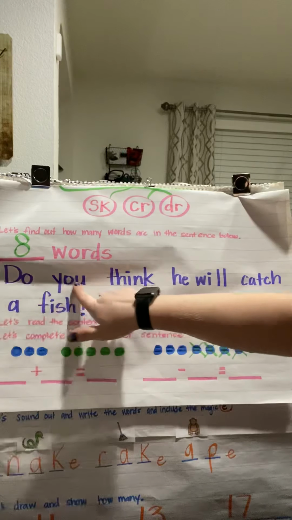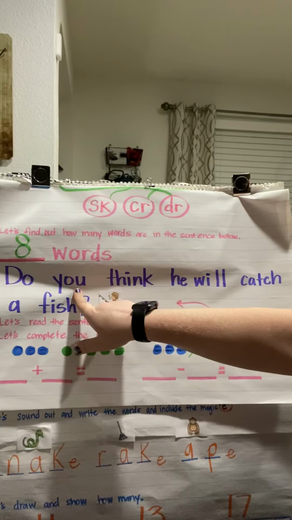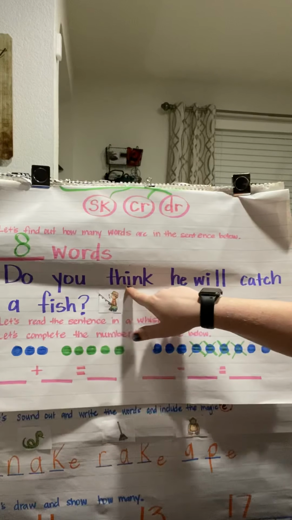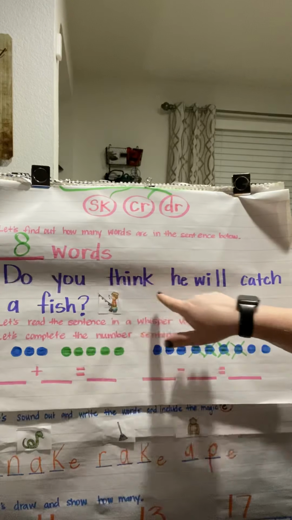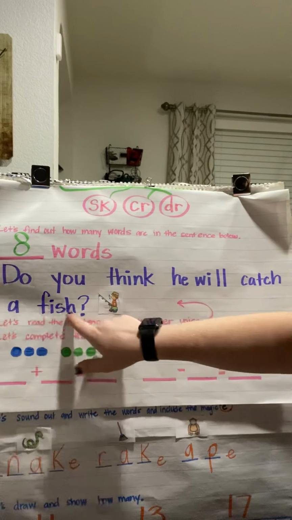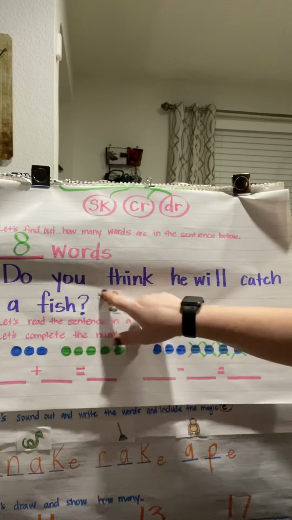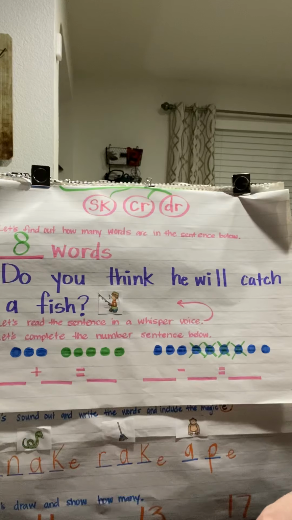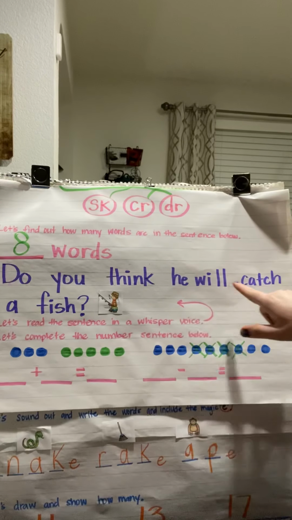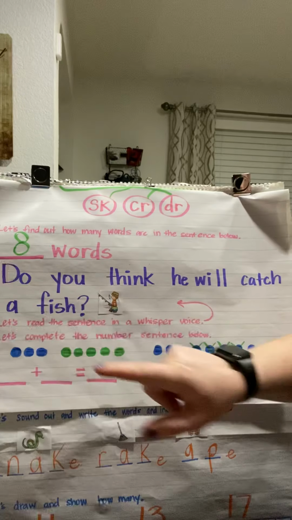So do, another sight word, you, TH together is th, think, he will catch a fish. And then you'll see a little boy, he has a fishing pole, right? So now let's go back and read that in a whisper voice. Do you think he will catch a fish?